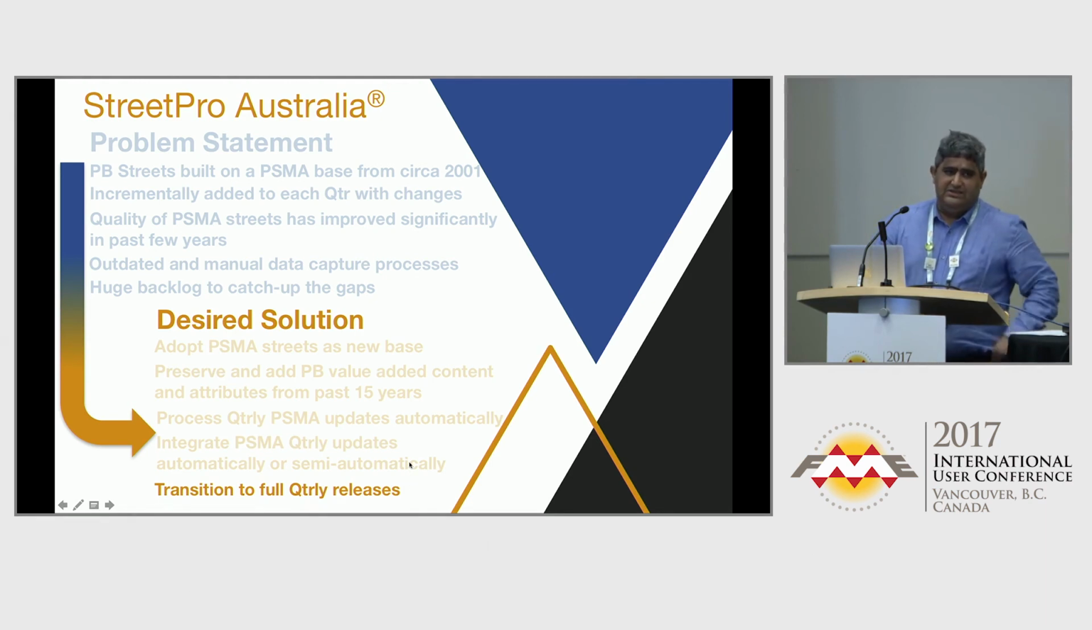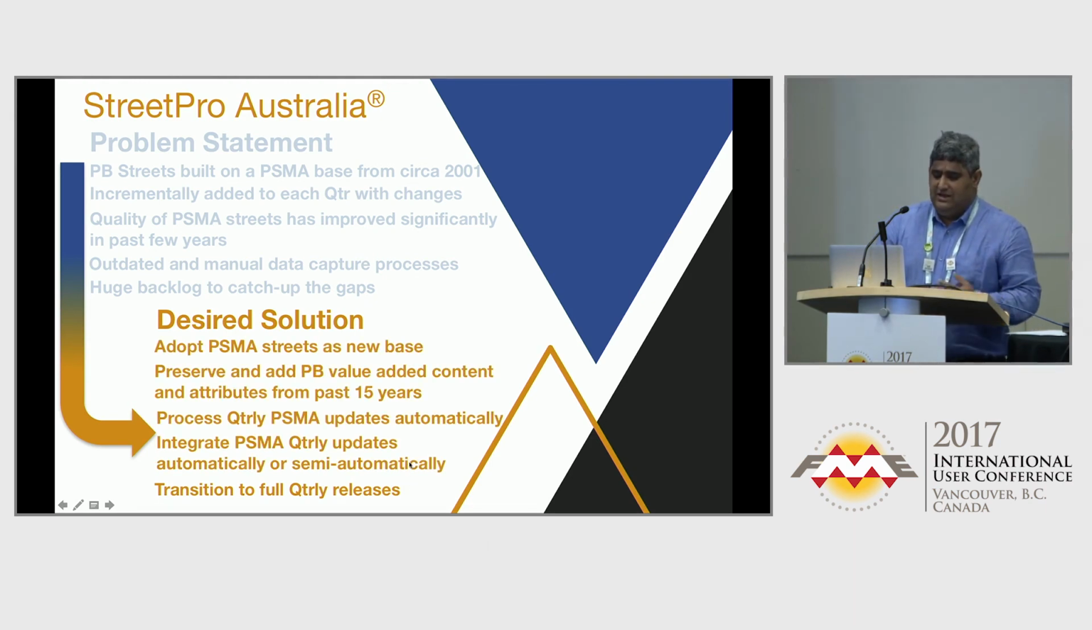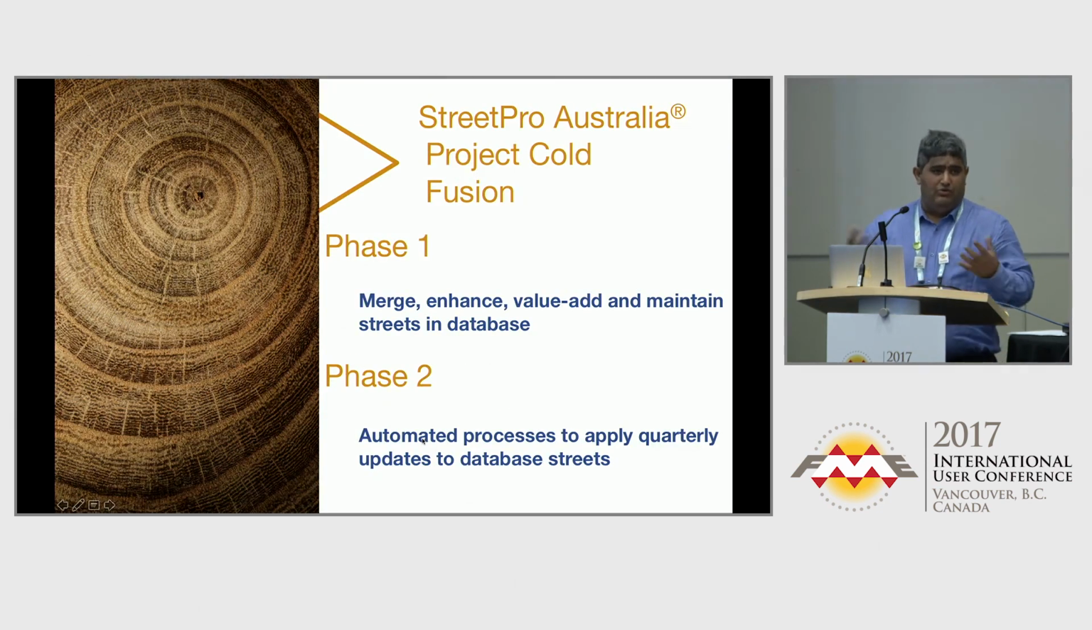So all these challenges, these requirements led to the creation of project Cold Fusion. And project Cold Fusion is executed in two phases. In phase one, our focus was to build processes that can merge these two data sets, create a hybrid product, and then we enhance the value of that product, improve the topology, improve the attribute accuracy, and then maintain that version of the streets as a baseline for all the future updates, all the future value add on that version of the streets.